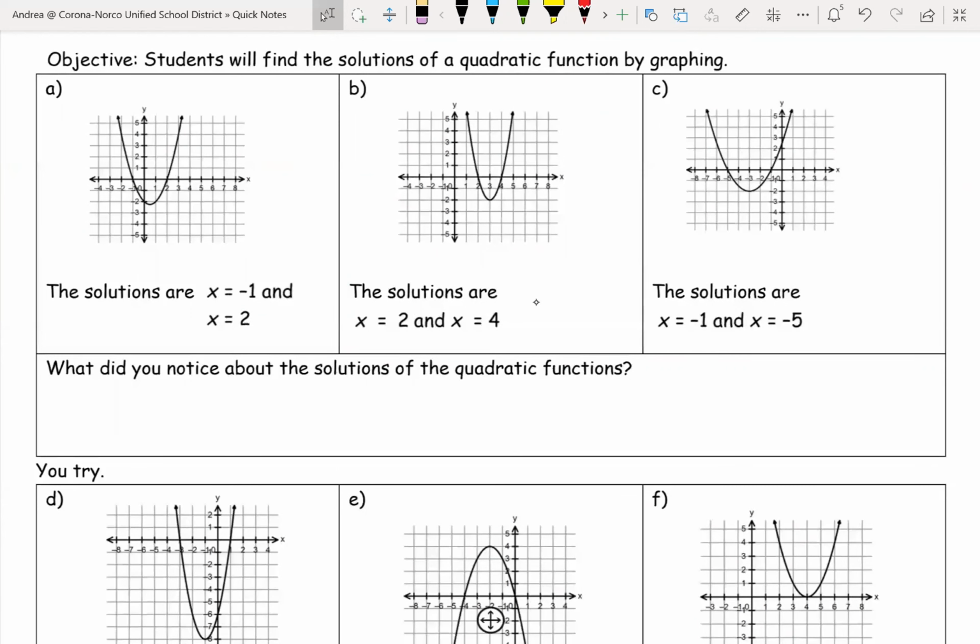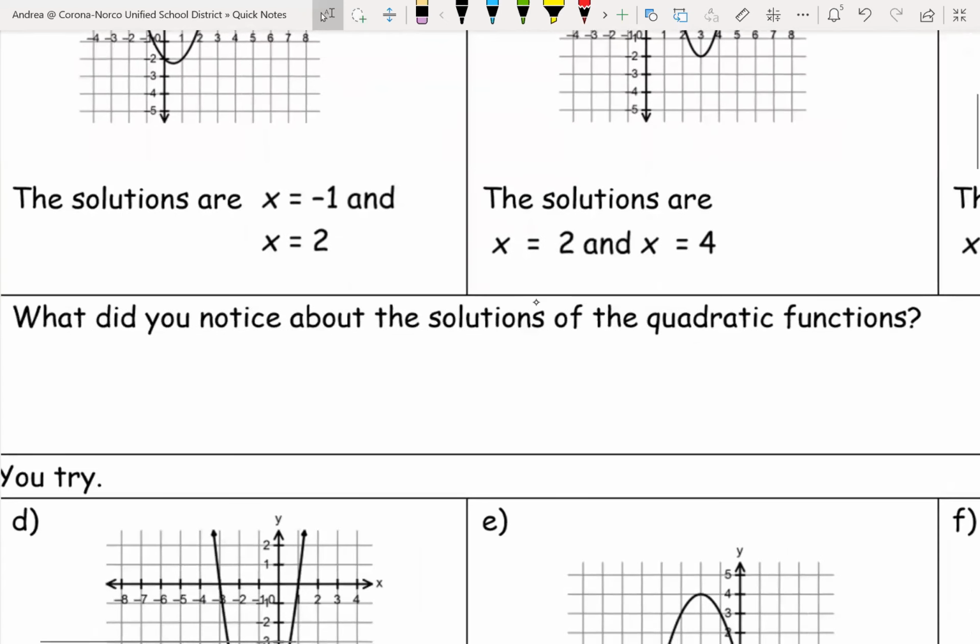Okay, Ruben, what did you notice? Oh, you did, that's right. Leah, what do we notice? Very good. That's what you should notice. That's the idea. That's the key takeaway here. Write it down if you didn't.